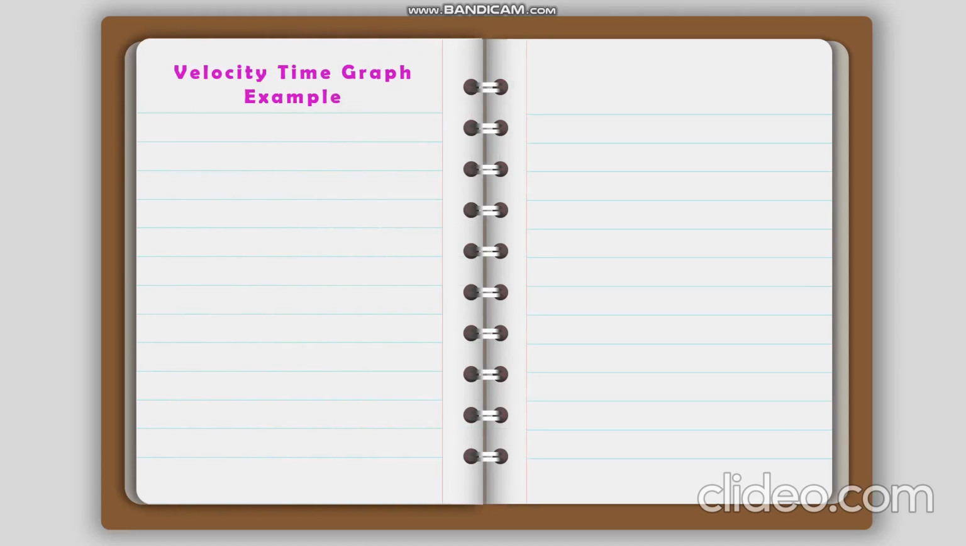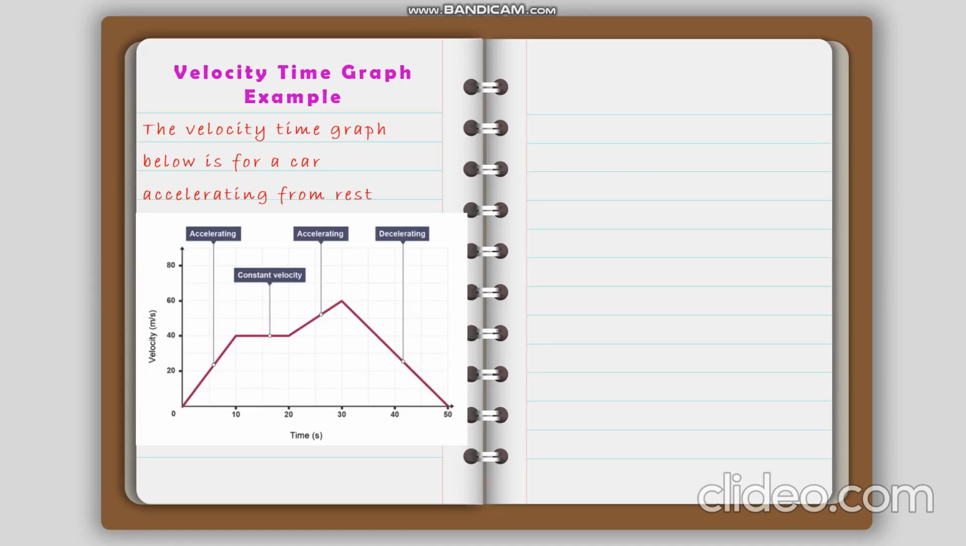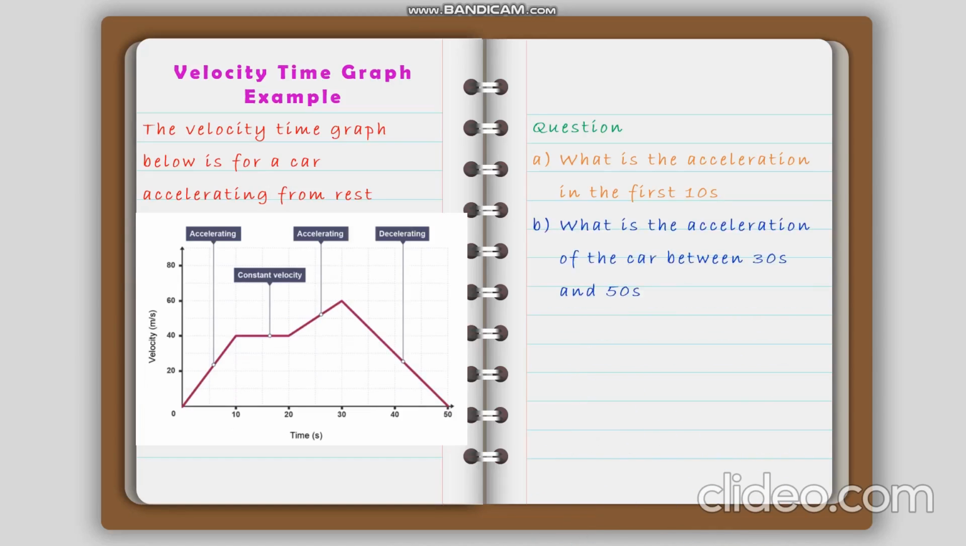So now we are going to look at an example that has to do with velocity time graphs. Below is a graph that shows a car that is accelerating from rest. In part A, we are asked to find the acceleration in the first 10 seconds, and part B asks us to find the acceleration in the last 20 seconds, that is between 30 seconds and 50 seconds.